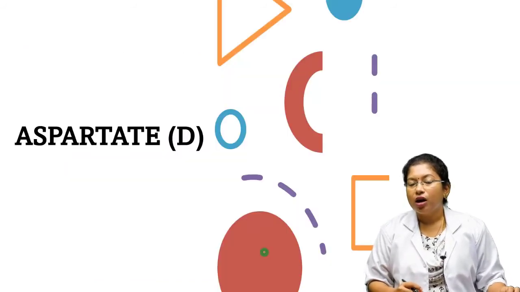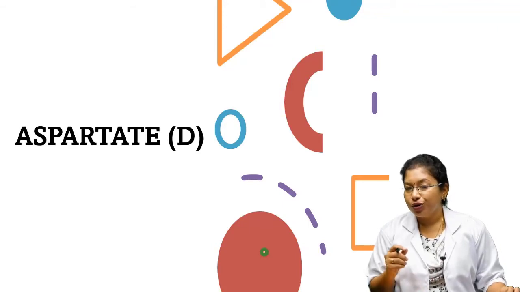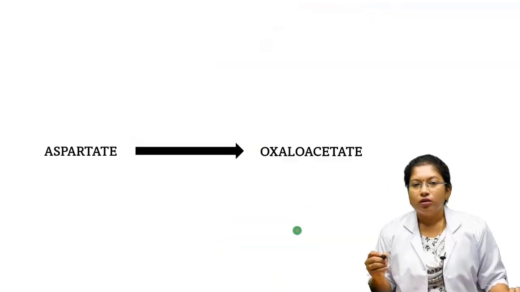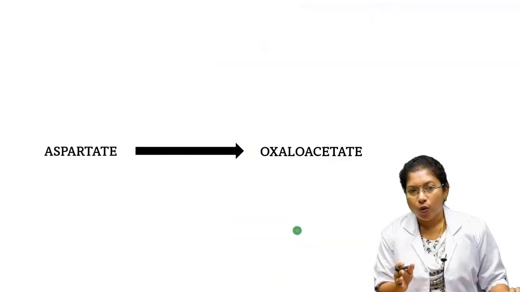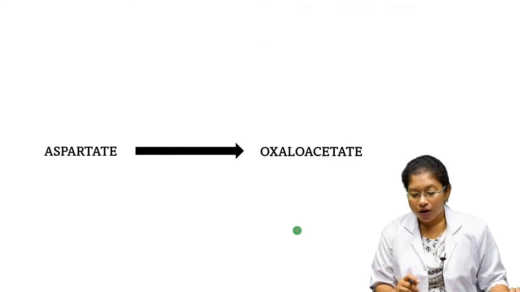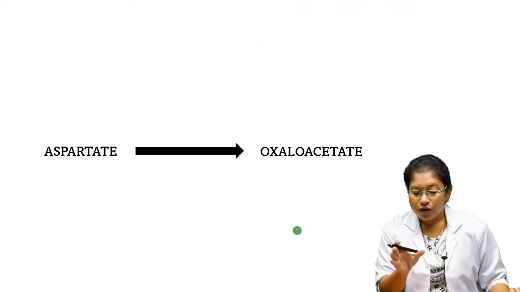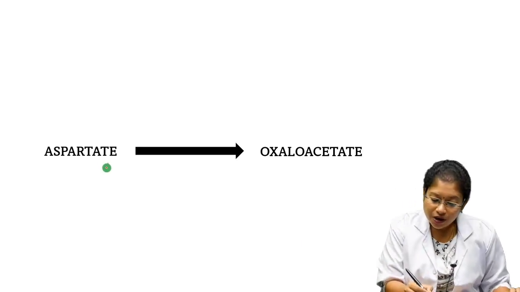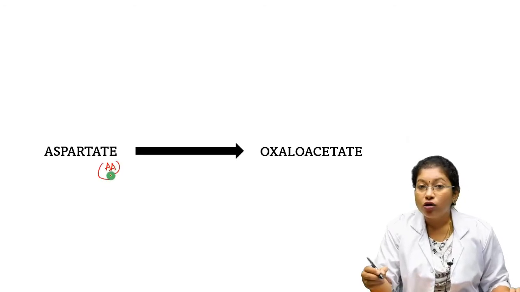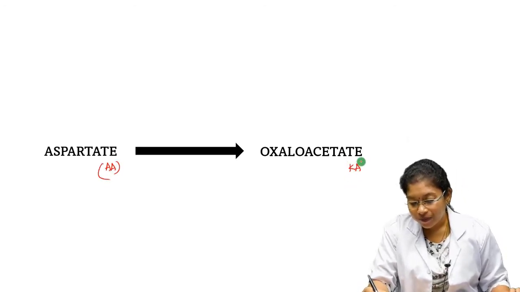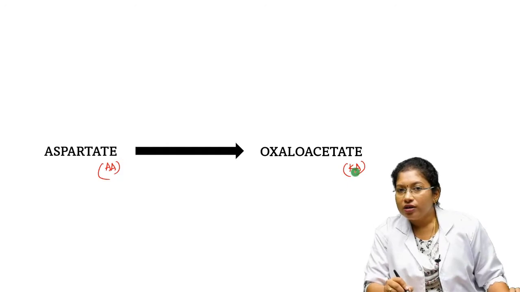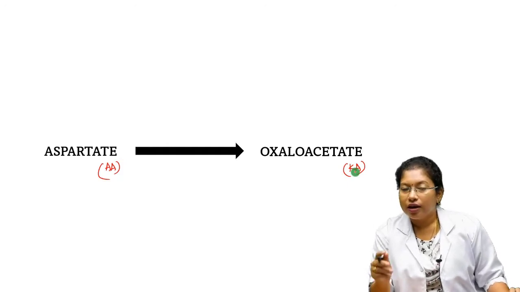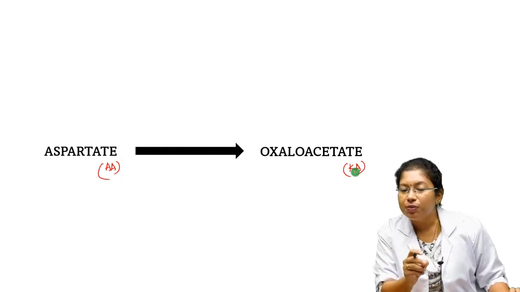The first acidic amino acid which we are going to see now is aspartate, which is represented as D. Aspartate is the acidic amino acid, which is a non-essential and glucogenic amino acid. Here I have shown a reaction. From aspartate, you are getting oxaloacetate. Aspartate is an amino acid, oxaloacetate is a keto acid. So always oxaloacetate, this keto acid, is formed from aspartate.